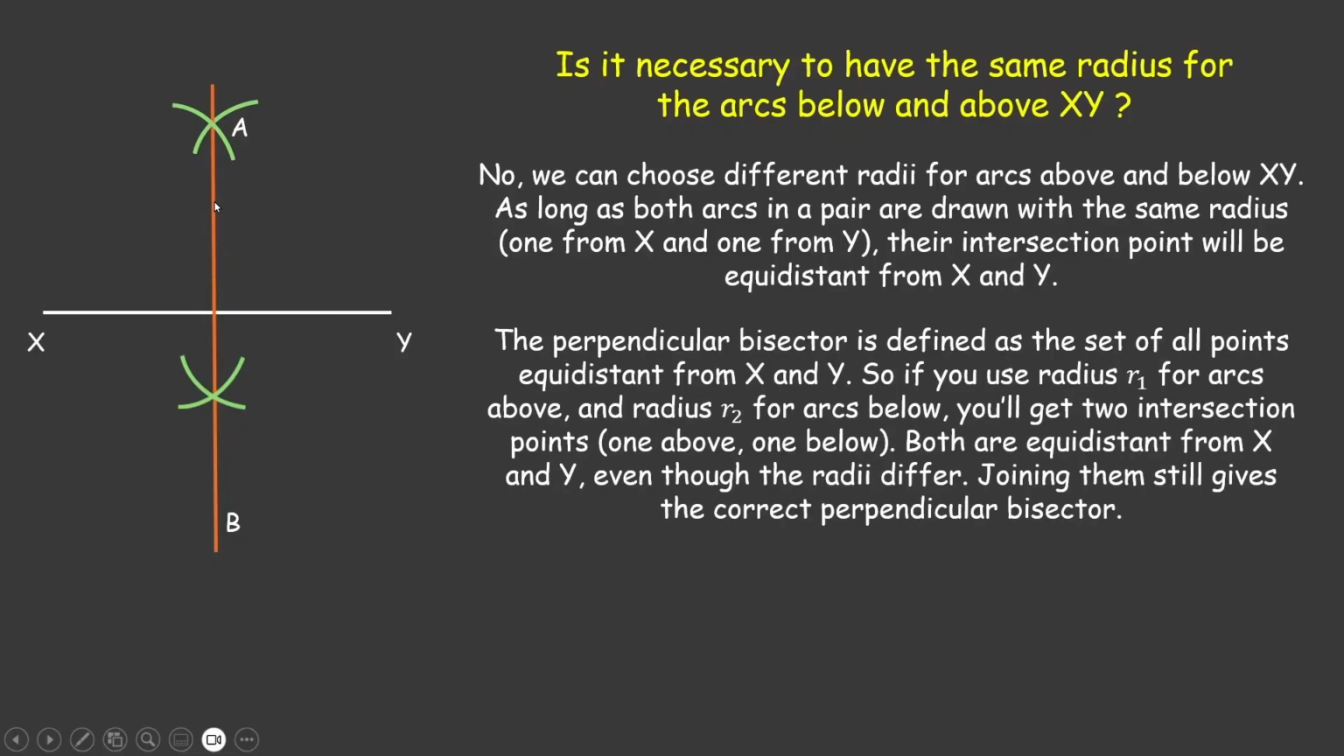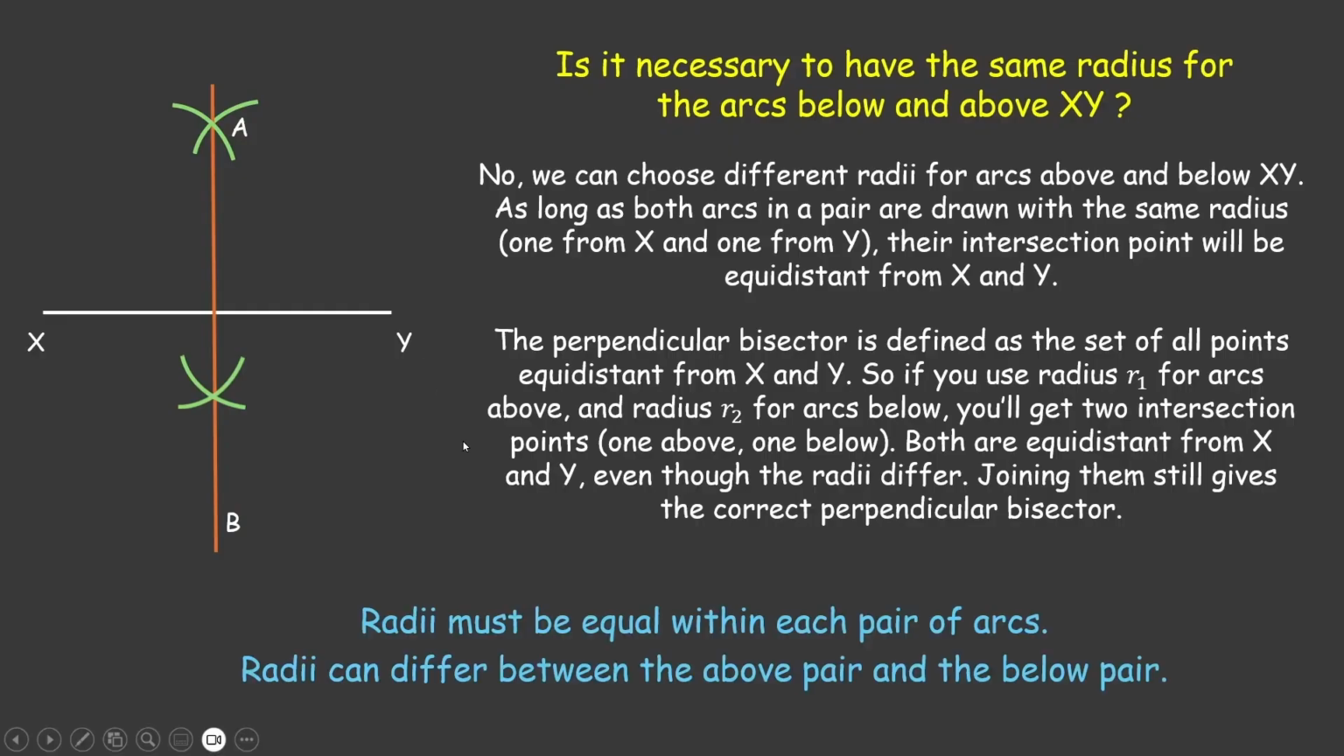The perpendicular bisector is actually a line which is a set of all points equidistant from X and Y. So if we use radius, let's say R1 for arcs above and radius R2 for arcs below, we get two intersection points, both equidistant from X and Y, even though their radii differ. Joining them will still give us the correct perpendicular bisector. So to conclude, we can say radii must be equal within each pair of arcs, but radii can differ between the above pair and the below pair.